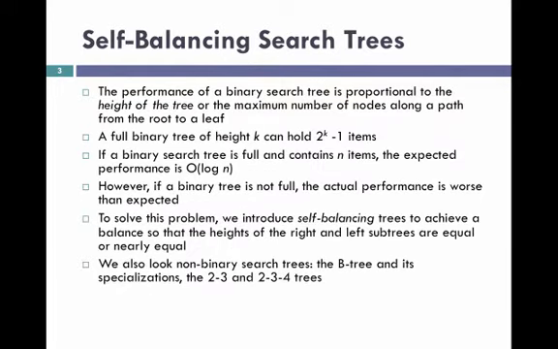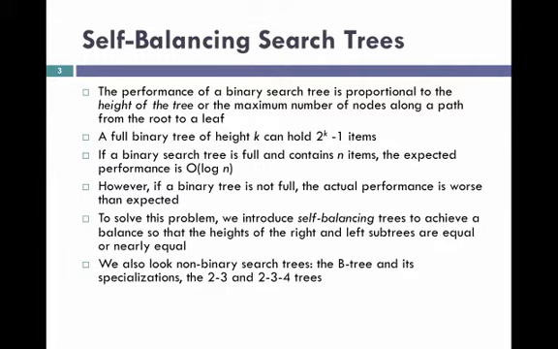Now, the performance of a binary search tree is proportional to the height of the tree, or the maximum number of nodes along a path from the root to the leaf. A full binary tree of height k can hold 2 to the k minus 1 items. Now, if a binary tree is full, it contains n items, the expected performance is order log n. If the binary tree is not full, the actual performance is worse than expected.